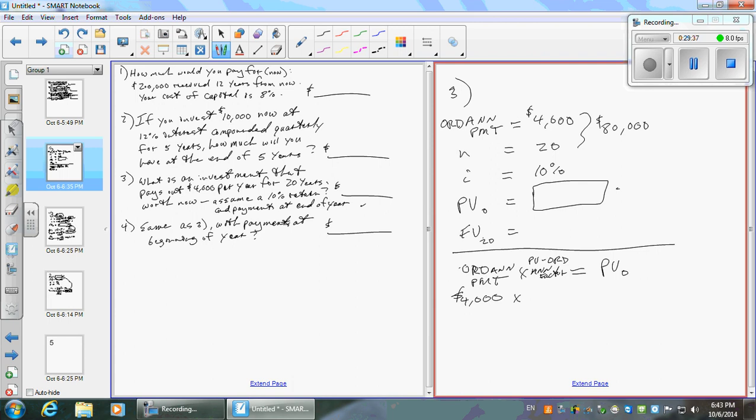So what was that factor again, if we want to use the factor? 8.51356. What's worth $8.51, everybody?